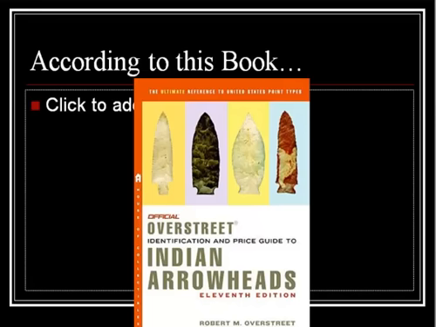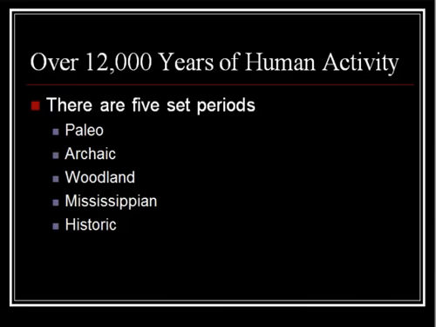According to the official Overstreet Identification and Price Guide to Indian Arrowheads, 11th edition, by Robert M. Overstreet, there are 5 periods that break up the 11,000 plus year history of human habitation in North America. These periods are the following: Paleo, Archaic, Woodland, Mississippian, and Historic. There are of course some transitional phases between them, and it's all blended together, but these are the generally most accepted 5 periods in this span of human activity.